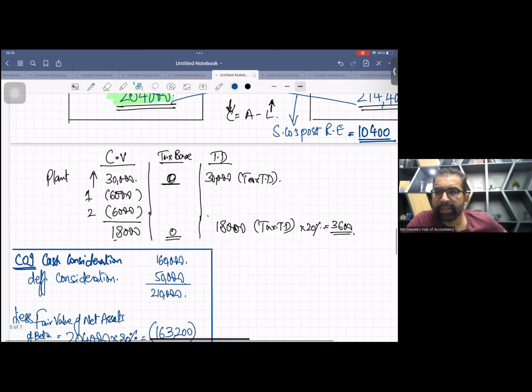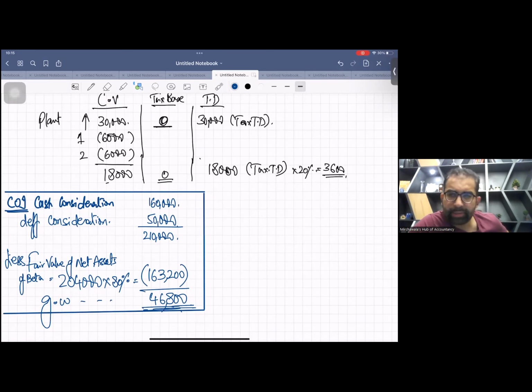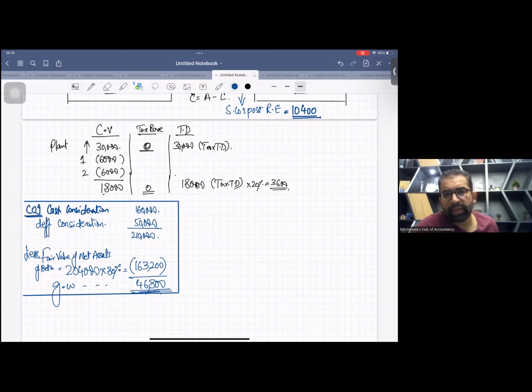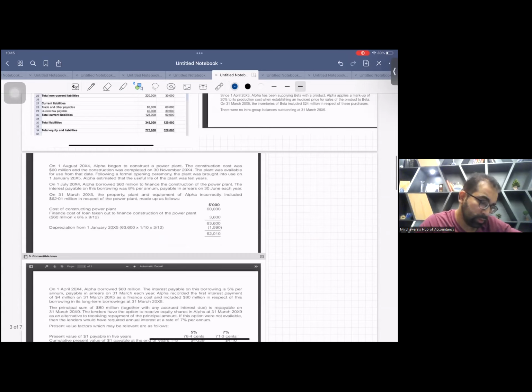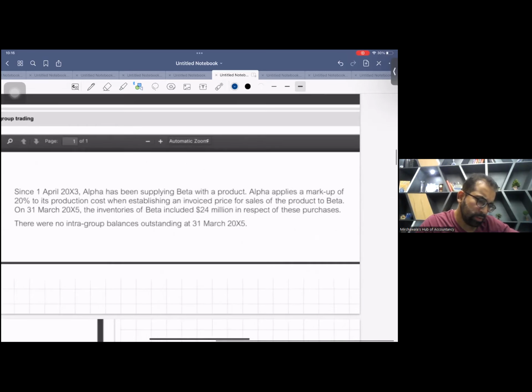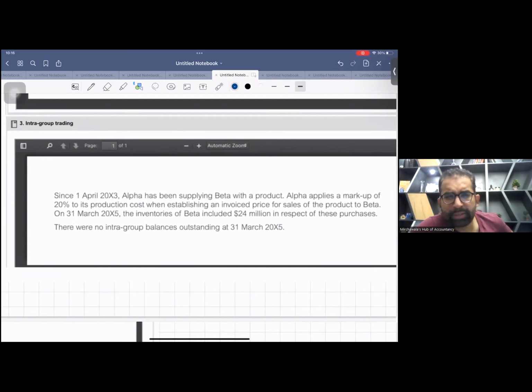Now, there are still two components left: consolidated reserve and NCI. Hope you remember these two. But before we do this, we have to read three major adjustments. See, this is your very simple intercompany sales, P2S or S2P sales, a basic level adjustment. Since 1st April X3, Alpha has been supplying. That means Alpha is the parent company, so that means P2S sale.